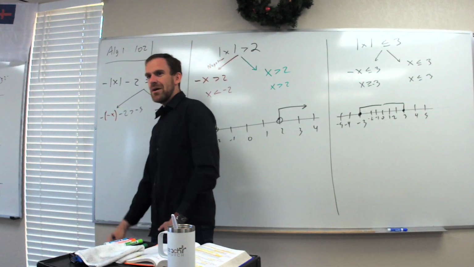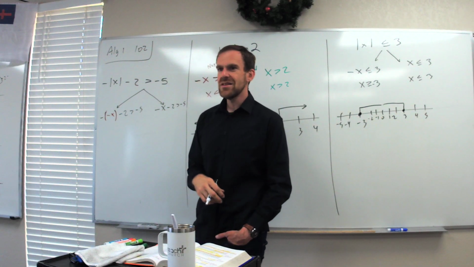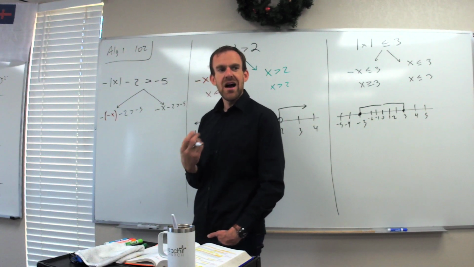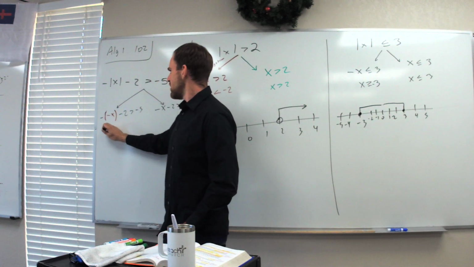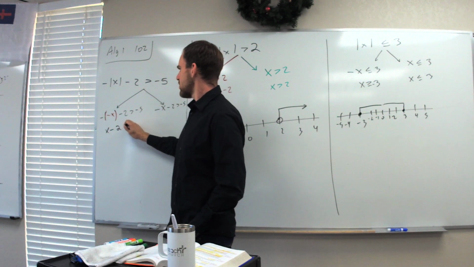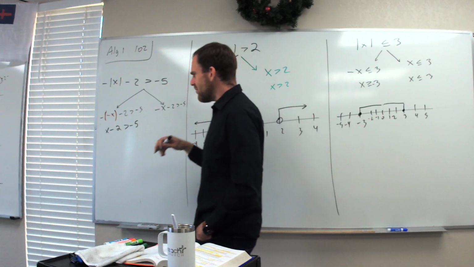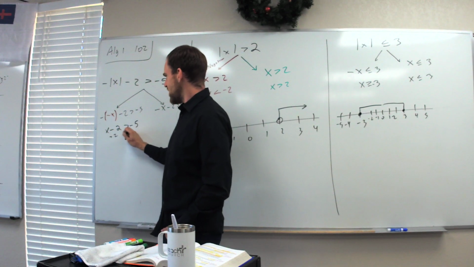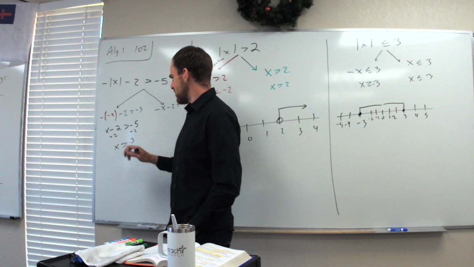So, back to our problem. Parentheses first. We can't do anything inside the parentheses. Exponents we have done. Now we multiply and divide. So, minus times a minus is a plus. So now I have x minus 2 is greater than or equal to negative 5. Now I will add and subtract. And so x is greater than negative 3.